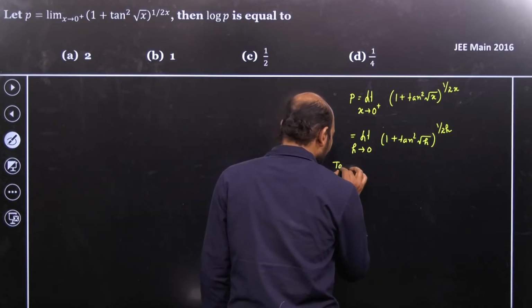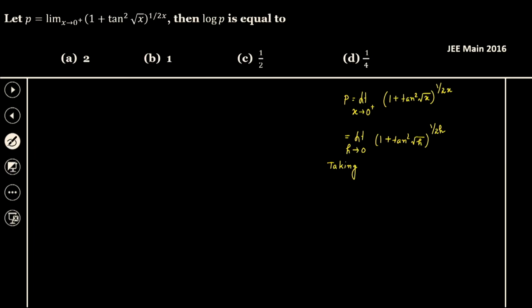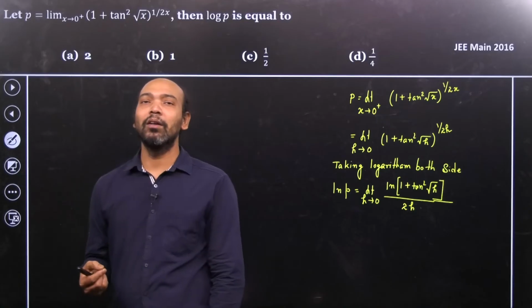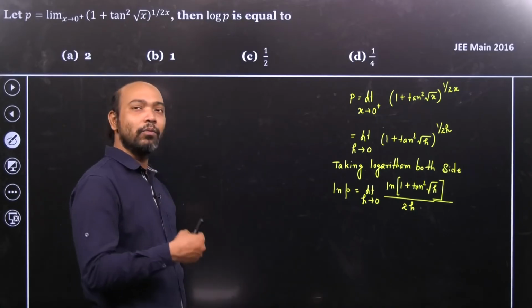So taking logarithm on both sides, we can say ln P is equal to limit h tends to 0, 1 by 2h times log of (1 plus tan square root h). That's it. So we just apply the power law in log and rewrite that. So we just step one step ahead.